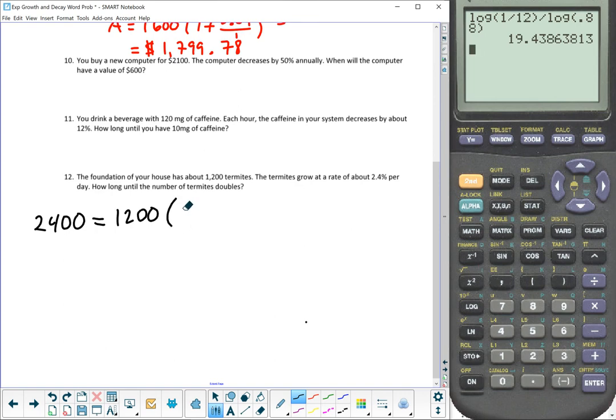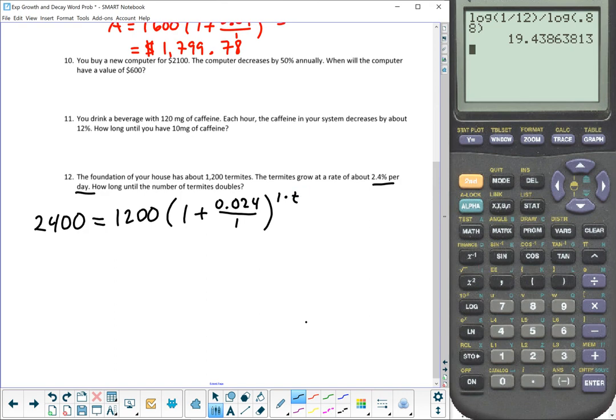And then that's going to be 1 plus, right? 2.4%, that's going to be 0.024. And it grows at a rate of 2.4% per day. So that's going to be once a day. So you can put a 1 here, and that'd be 1 here. And then we're talking about, how long does it take? So we're looking for the t.